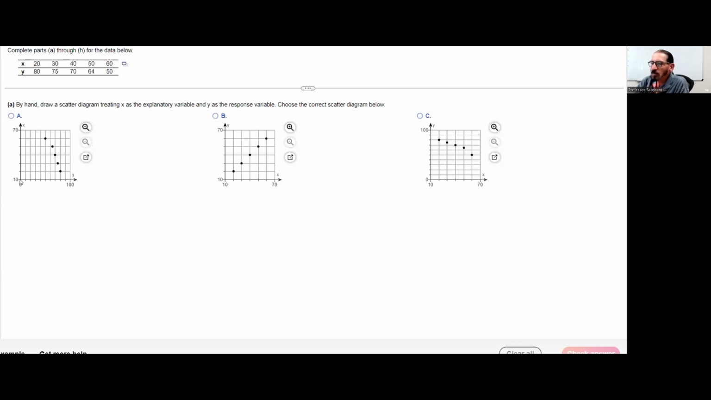Since this is going from 0 to 100 along the x-axis in choice A, we've got 10 spaces, I believe. 1, 2, 3. Yes. That would mean we should see the first point, 20, 80. The x-coordinate would be here, and the y-coordinate wouldn't even show up. We couldn't show the point in the y direction. So it's down to choices B and C.